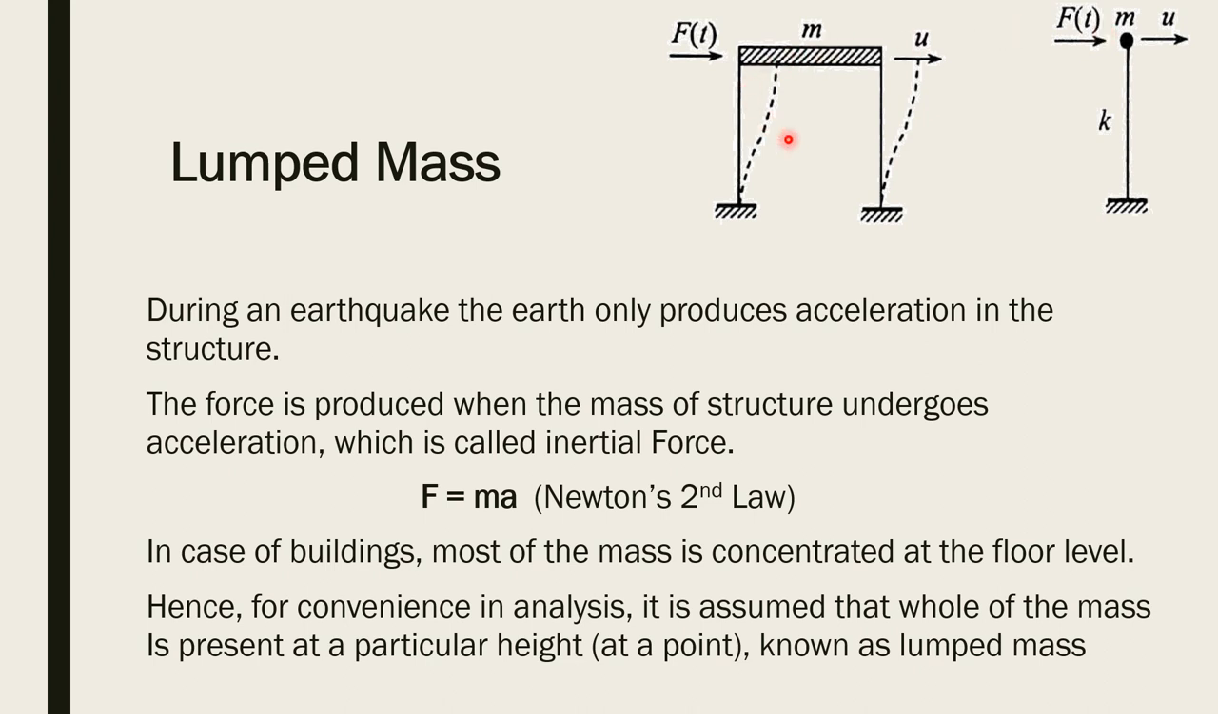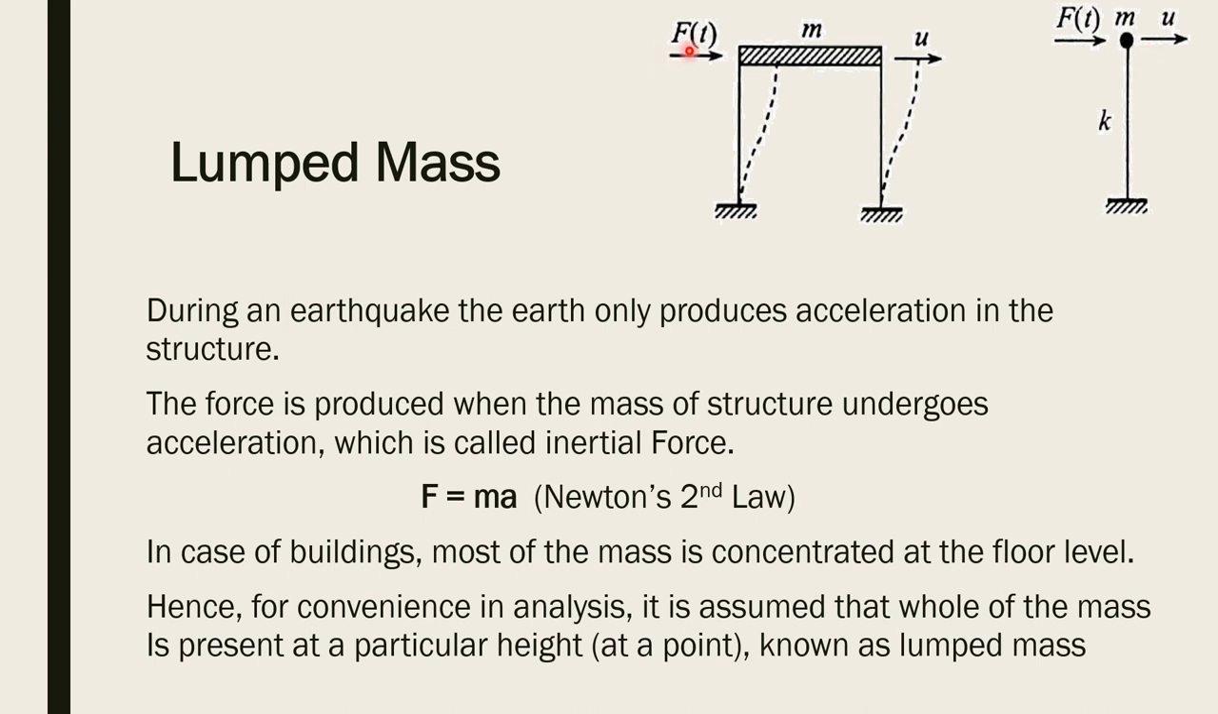Now, this first-story model is simplified into this form. The whole mass is taken as one point, shown as M. That approach is called lumped mass. Hence, for convenience in analysis, it is assumed that the whole of the mass is present at a particular height at a point called mass.